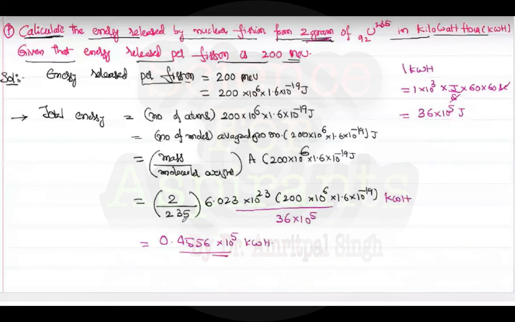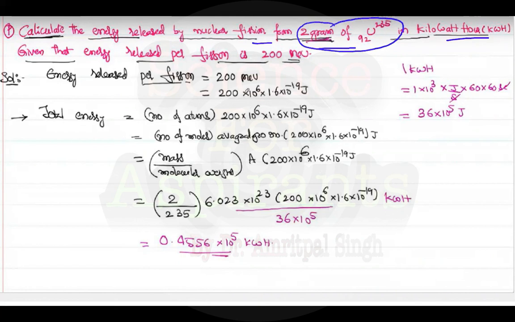So this is the numerical related to this. You can see: calculate the energy released by nuclear fission from 2 gram of uranium in kilowatt hour. So we have to find how much energy 2 gram of uranium releases.